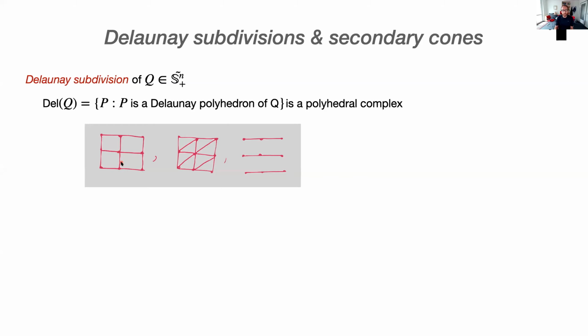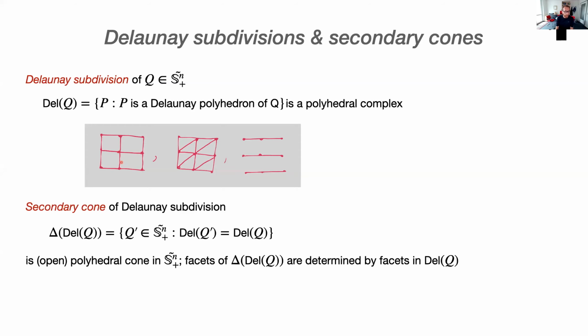Okay, and then it's the case that different Qs can have the same Delaunay subdivision. We just assemble all these Qs having the same Delaunay subdivision together, and this is called the secondary cone. So this is the secondary cone, Delta of the Delaunay subdivision of Q. These are all matrices Q' so that the Delaunay subdivision of the matrix Q' coincides with the Delaunay subdivision of Q. In fact, one can show, and that will be part of one of the exercises, that this is a polyhedral cone in the cone of positive semi-definite matrices.